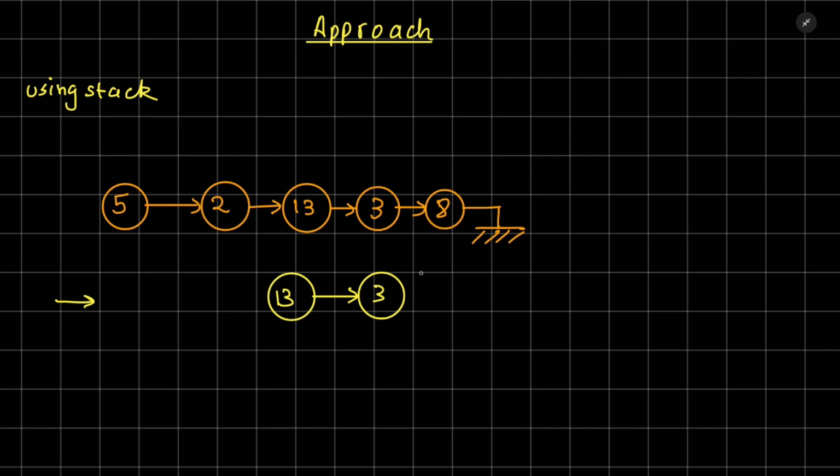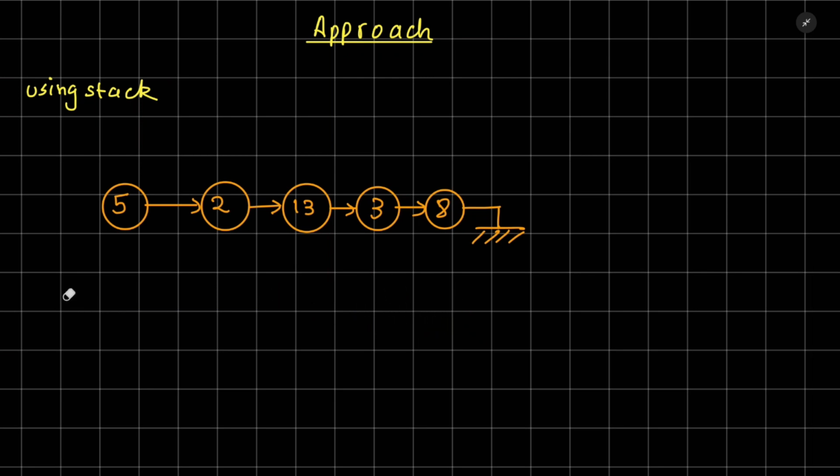So 3 will be part of this linked list. But now when 8 comes, 8 is greater than 3, so we remove it, but 8 is not greater than 13, so we cannot remove 13. We just remove 3 and insert 8 in our linked list, and that would be our final answer. So how can we do this programmatically?